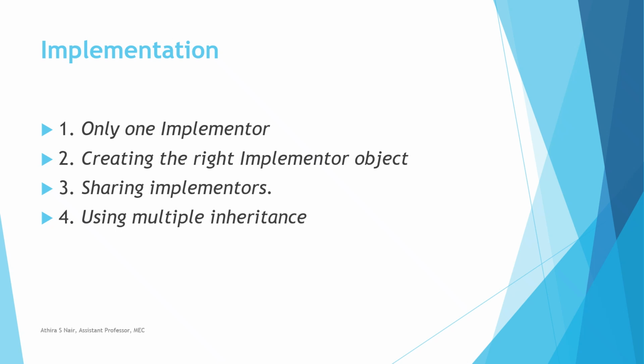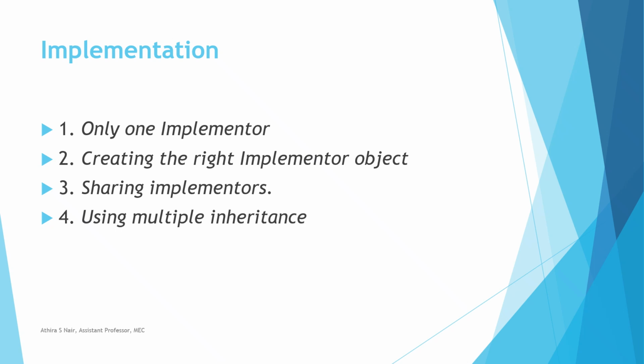So implementation. We have to consider the implementation issues when applying the bridge pattern. So, only one implementer. In situations where there is only one implementation, creating an abstract implementer class is not necessary. This is a degenerate case of the bridge pattern. There is a one-to-one relationship between abstraction and implementer.